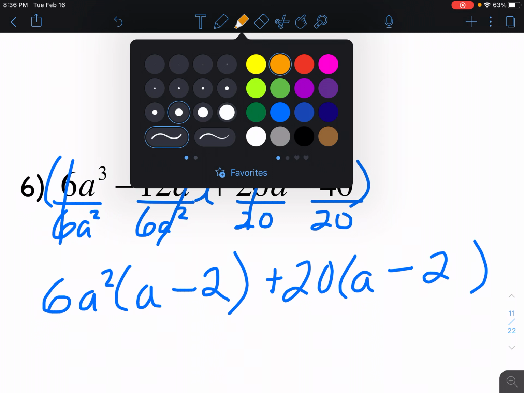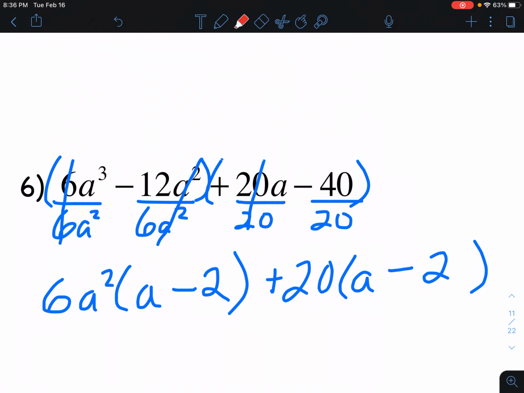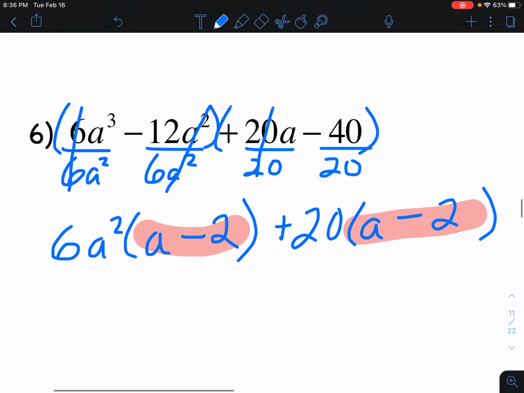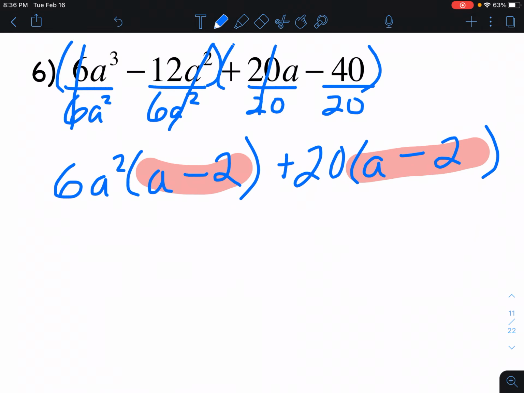Notice that right here, they are identical. So we're now ready to go to our answer. A minus 2 and our 6a squared plus 20.